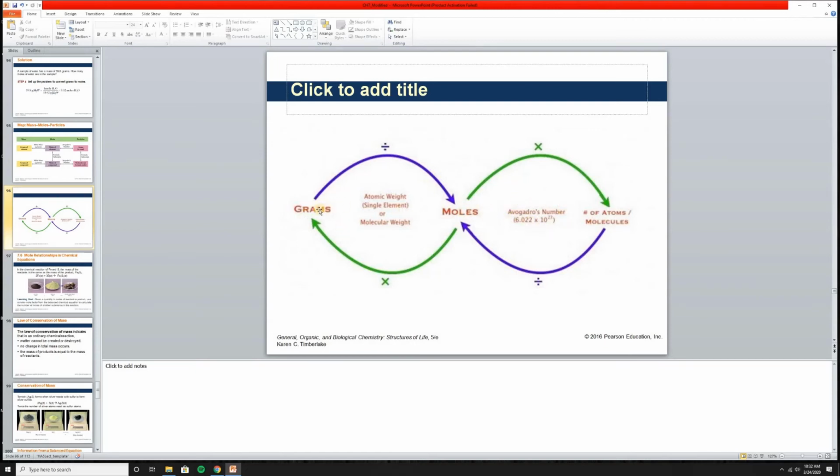So from grams to moles, we are dividing by the molecular weight, the molar mass. To go from moles to grams, we are multiplying by the molar mass. To go from moles to molecules, right? Moles is a very small number, 1, 2, 3, right? Molecules is huge, 10 to the 23rd, 10 to the 24th, right?